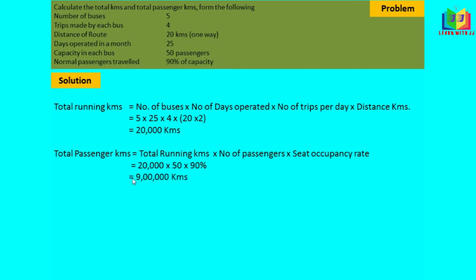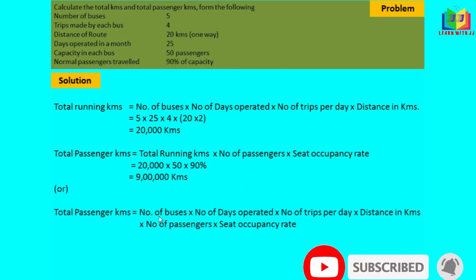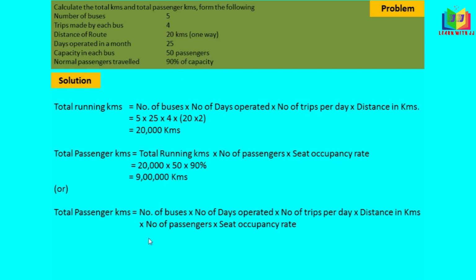Using the other formula also, I'll do it for you. The other formula is number of buses, number of days operated, number of trips into distance into number of passengers into seat occupancy. Check. In both the ways, we get only 9 lakh. So both the ways we can do this problem. The passenger kilometer is 9 lakh kilometers here and here too we get 9 lakh kilometers. Both the formulas we can use.